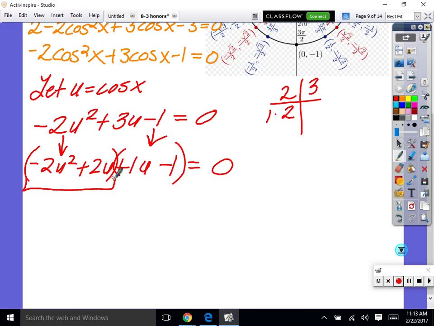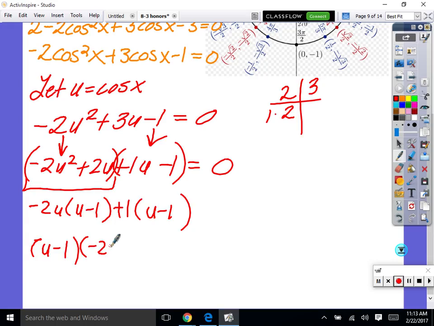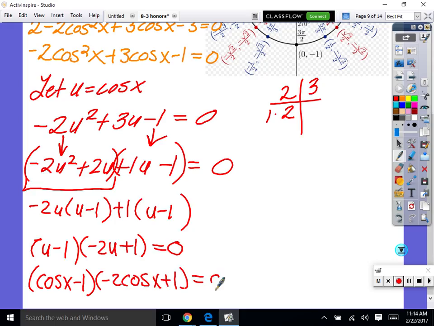So we'd pull out a negative, wouldn't we? Yeah. Negative 2u, so what's left is u minus 1. We factor out a positive 1, so then what's left is u minus 1. So we'll factor out u minus 1, and what's left is negative 2u plus 1. Now instead of u, let's put in our cosine. So we have cosine of x minus 1 times negative 2 cosine of x plus 1 equals 0.